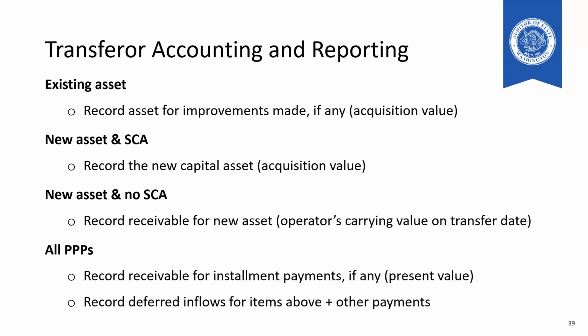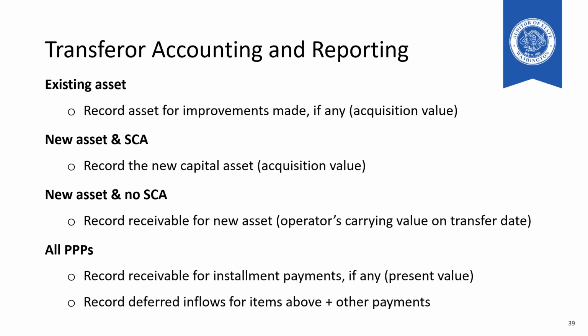Now, how do we account for these things? There's a few different types of PPPs, and they have different accounting rules. So starting with the transferor side, the first scenario is if the PPP asset is an existing asset of the transferor. In that case, the transferor continues to report that asset as their own capital asset.